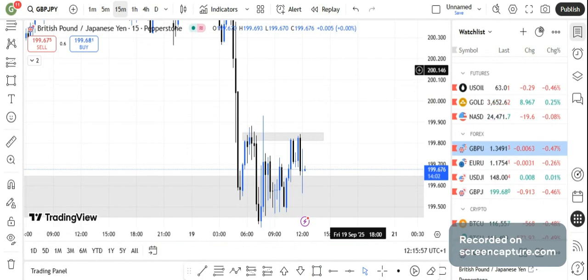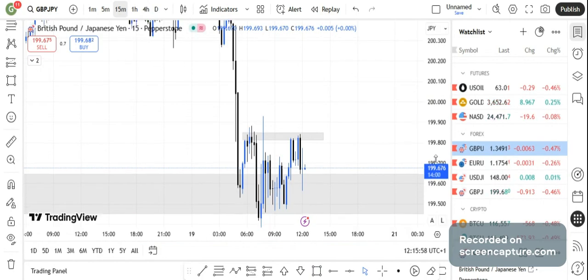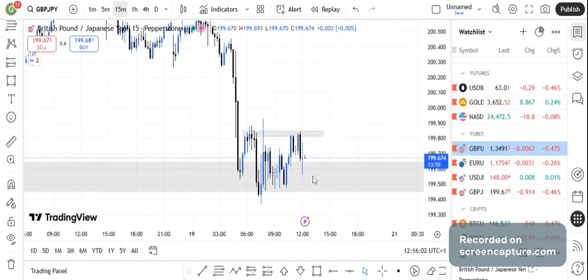Okay, so now if I'm to place my trade, I'm going to place my trade right here. And if you place your trade right here, it means that you are taking an aggressive entry. We have two different types of entry: the aggressive entry and the conservative entry. What do we mean by conservative entry?